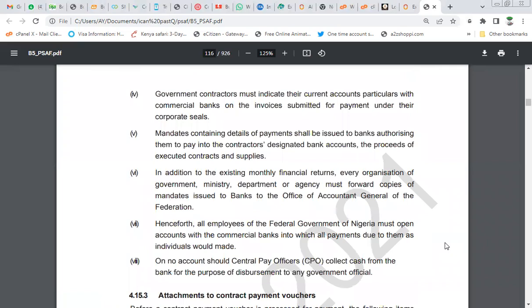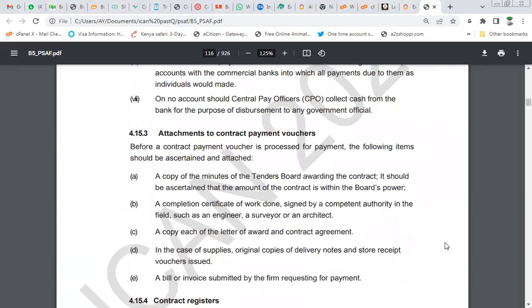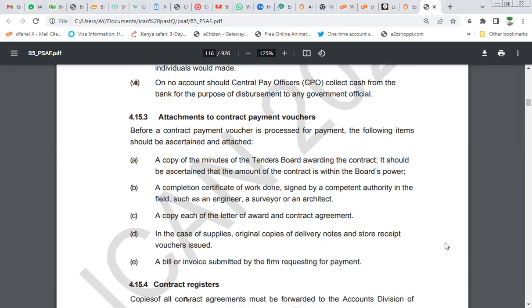Attachment to contract payment vouchers. So as I said earlier on, there are some documents you attach to a payment voucher. This document is just to show evidence that everything is clear and is authentic. So before a contract payment voucher is processed for payment, the following items should be ascertained and attached: a copy of the minutes of the tender board awarding the contract. It should be ascertained that the amount of the contract is within the board's power, as you can see.